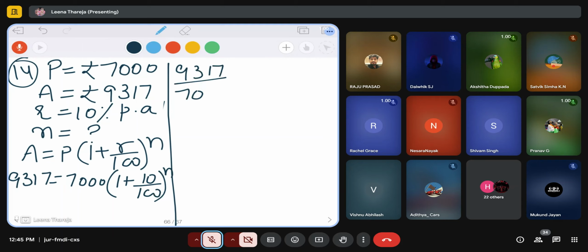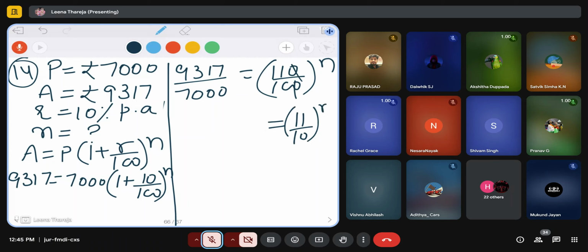9,317 divided by 7,000, then 1 plus 10 by 100, which is 110 by 100, raised to the power n. This 0 you can cancel, so ultimately we will be getting 11 by 10, power n. Now 9,317 divided by 7,000. Can I cancel it by the table of 7? Yes, ma'am. You get 1331. Yes, we get 1,000 down and 1,331 up.